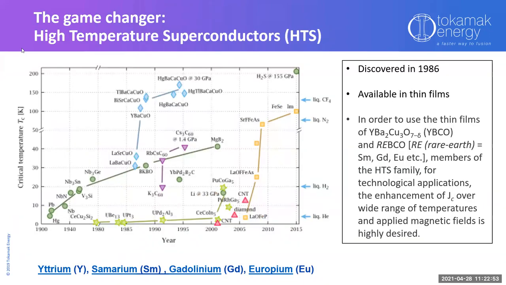Now let me go, I have a few more minutes. So let me go to the high temperature superconductors, which is one of the main research areas at Tokamak Energy. So what does it mean, high temperature superconductor? This table shows you the time evolution of superconductors and the critical temperature at which they lose superconductivity, and so the temperature below which they should operate.